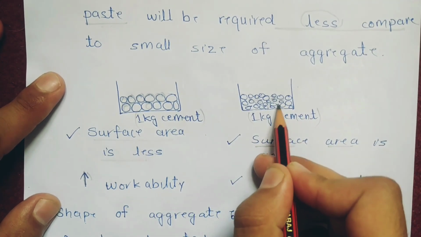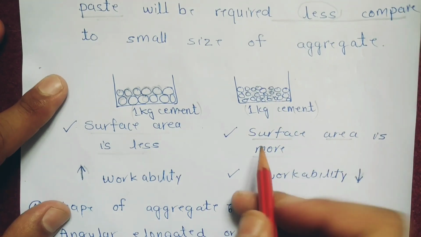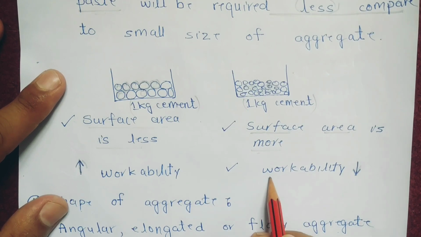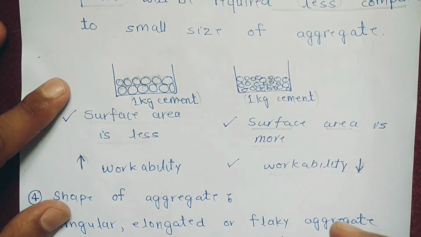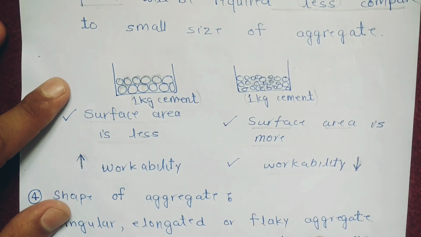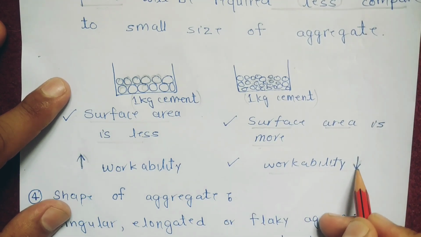Whenever we have a large number of small aggregate, then in that case the surface area is more, and the workability will decrease, because we need more cement and water paste, but we have less. That's why our workability will decrease.